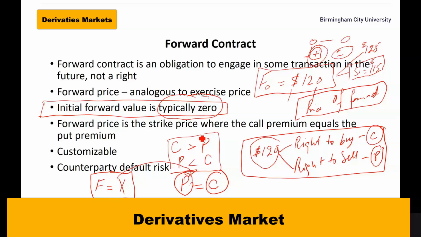So generally speaking, in markets, call and put prices on the same exercise prices will not be the same. However, you can choose an exercise price such that if you calculate the price of the put and the price of the call, they are the same.